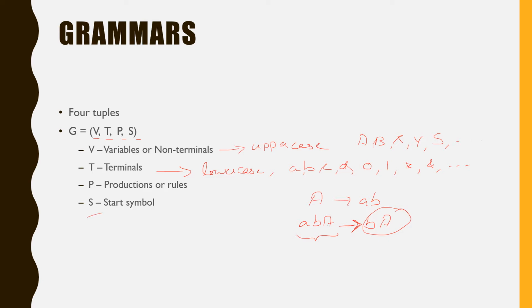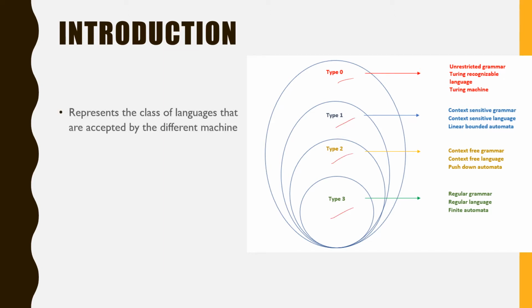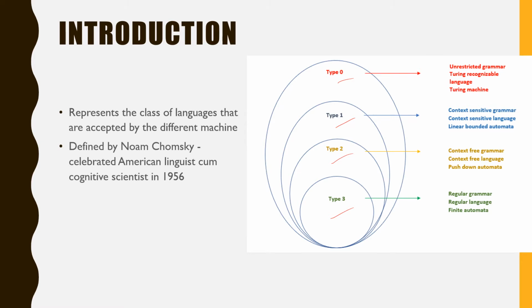So let us get into detail about the different categories involved in the Chomsky hierarchy. This is the hierarchy defined. He has defined type 0, type 1, type 2, and type 3. This represents the class of languages that are accepted by different machines. Each type of grammar has its own corresponding machine that will accept such grammars. And this was defined by Noam Chomsky in the year 1956.